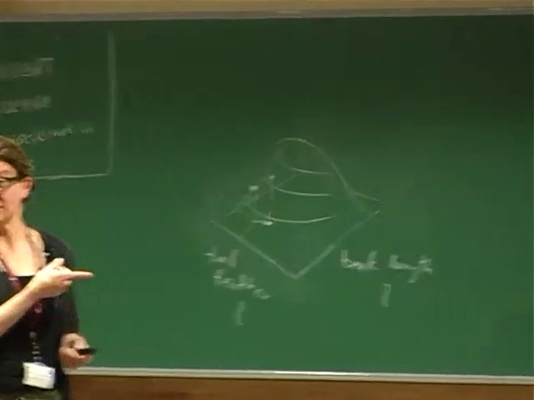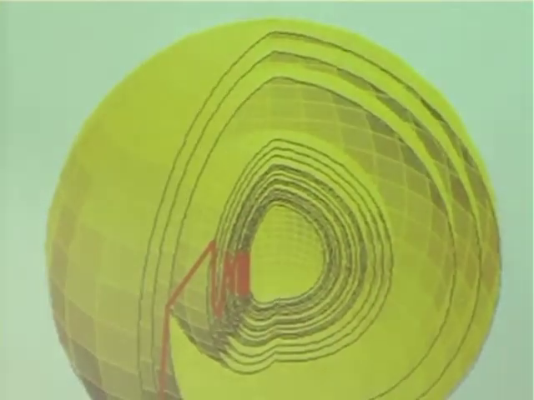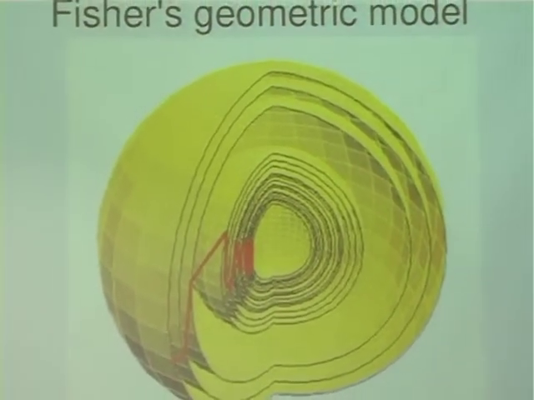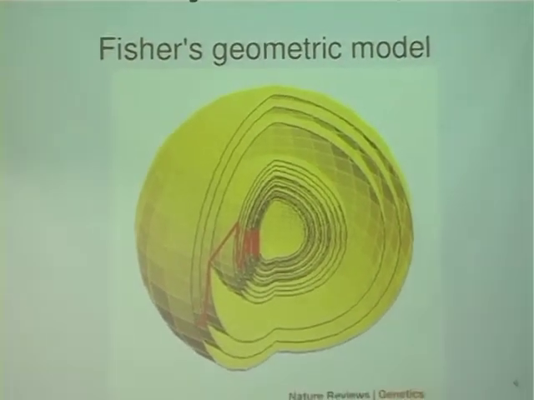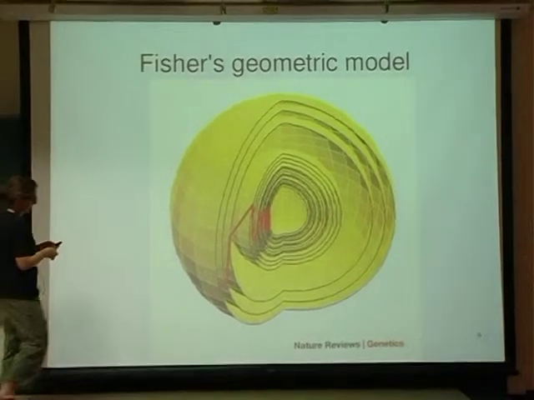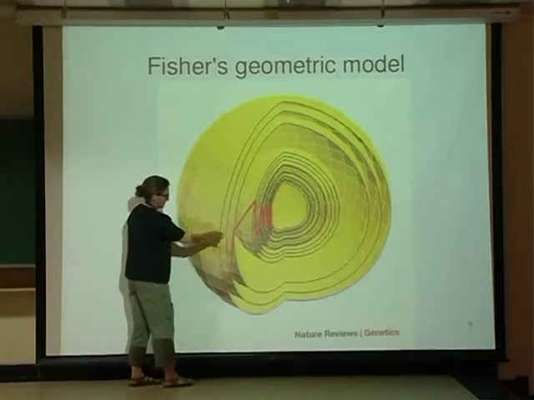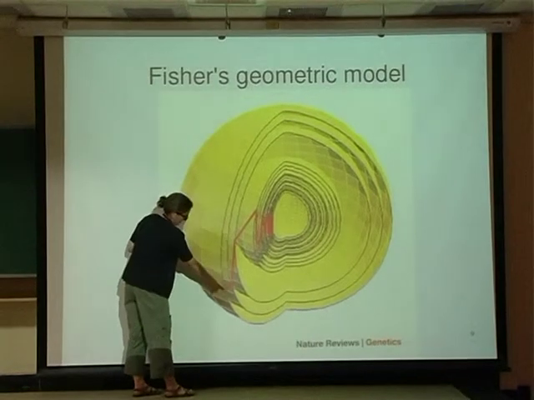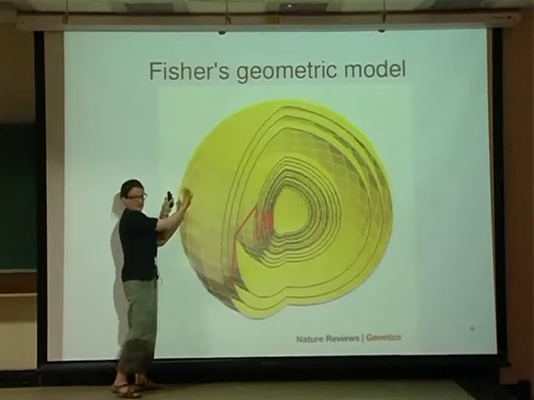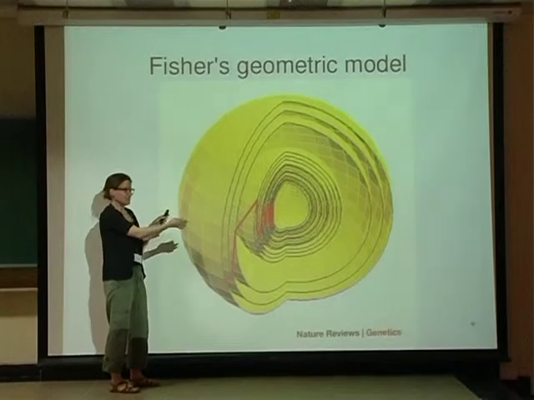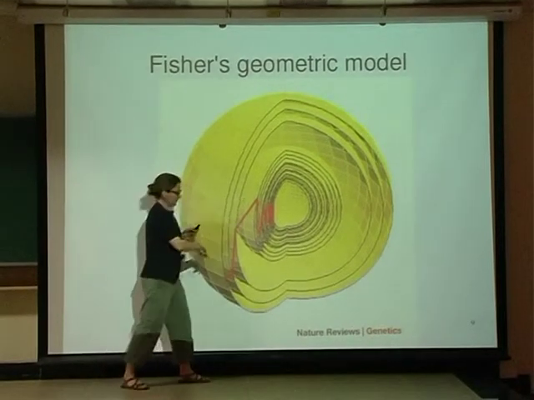And there's a picture from the reading. I can only draw 2D, not even very well. That's a 3D picture of Fisher's geometric model. So now we have three traits, and each population lies at some point in 3-space. And populations that are on each concentric sphere have equal fitness, and the highest fitness is in the center.